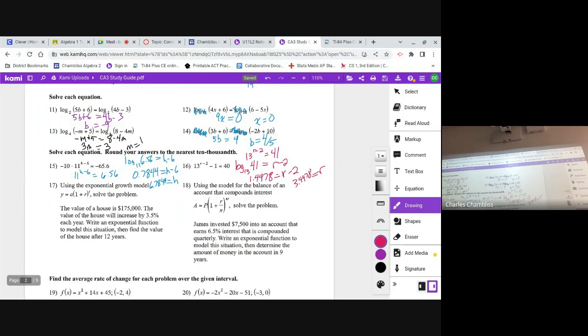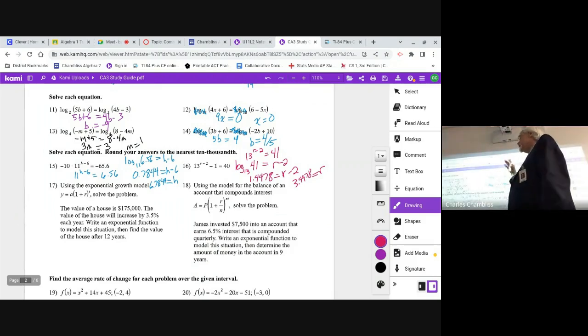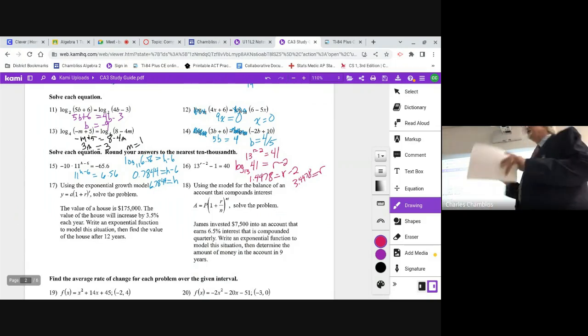If you have a variable in the exponent, you've got to change it to a logarithm to solve it. If you happen to have a variable in a logarithm, you have to change it to an exponent to solve it. But when it's log equals log, you can just ignore the logarithms and solve based on what's in the parentheses, if the bases are the same.